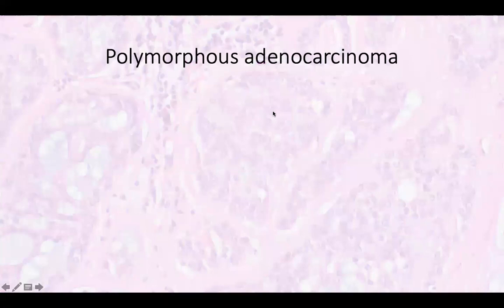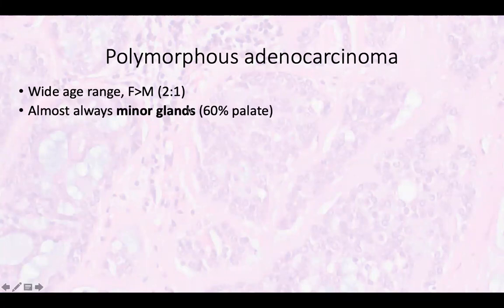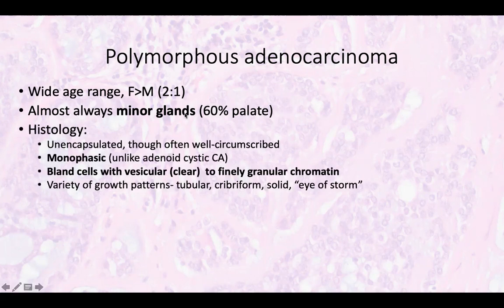So yeah, it's polymorphous adenocarcinoma. It has a wide age range, again with females more commonly affected than males. For some reason, that tends to be the case in salivary gland lesions. These are almost always minor salivary glands, and the majority occur in the palate. Unlike adenoid cystic carcinoma, which occurs in both major and minor glands, these are almost always going to be minor. I've seen one case in a parotid, but the vast majority are minor salivary glands.